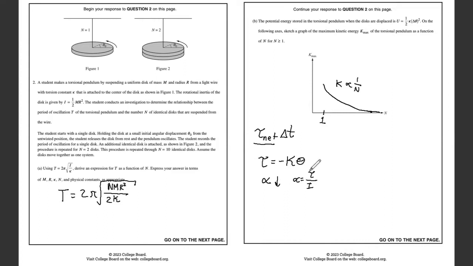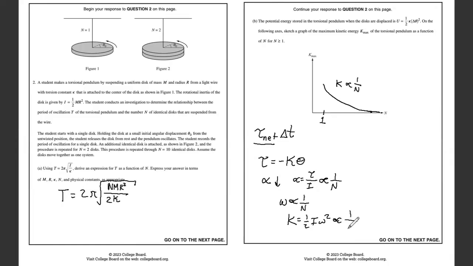So therefore, what you can expect is that if you have the same torque and you have again inertia like that, that's going to be proportional to 1 over n. Right, so that implies that the angular velocity is going to be proportional to 1 over n as well. And so therefore kinetic energy, which goes like 1/2 I omega squared, is going to be proportional to n from the inertia and proportional to 1 over n squared from the angular velocity squared.